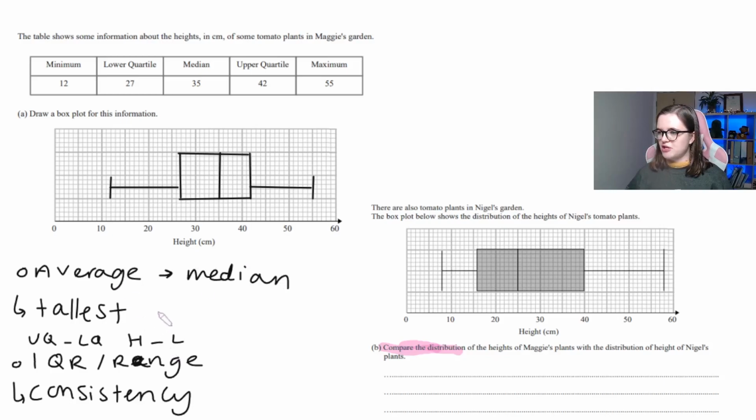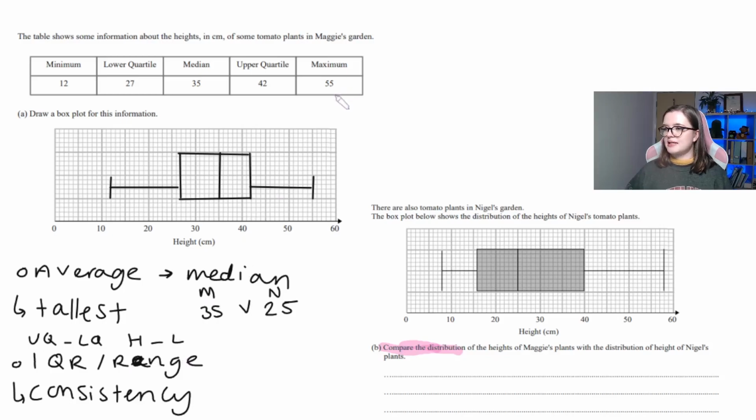So the average, so the median, I should say, for Maggie's, that's going to be this number here. So for Maggie, the median is 35, and that's versus the median for Nigel's, which is 25. So what that means is that on average, Nigel's plants are a lot shorter, 10 centimeters in fact, and on average, Maggie's plants are taller. That's what that means.